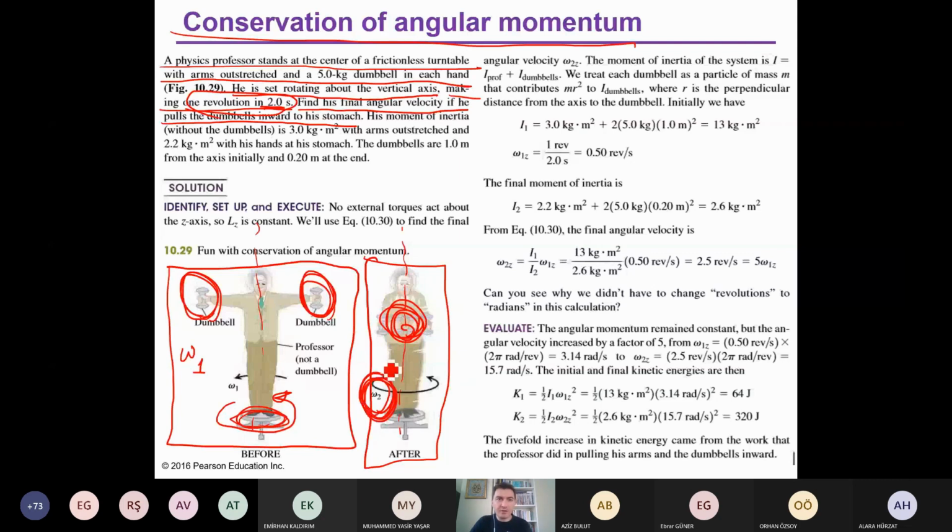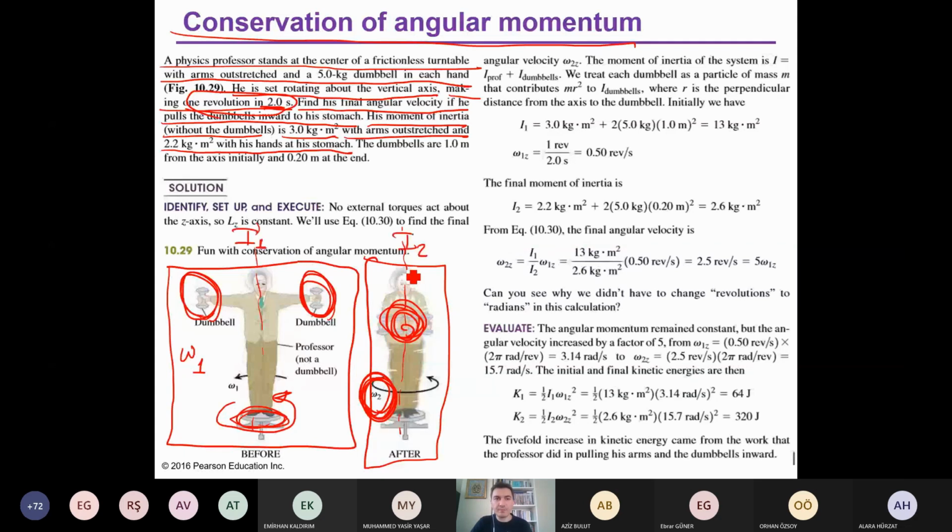His moment of inertia without dumbbells is 3 kg·m² with arms outstretched, and 2.2 kg·m² with his hands at his stomach. Okay, so this is the initial moment of inertia. This is the final moment of inertia of the professor, okay, for both conditions.